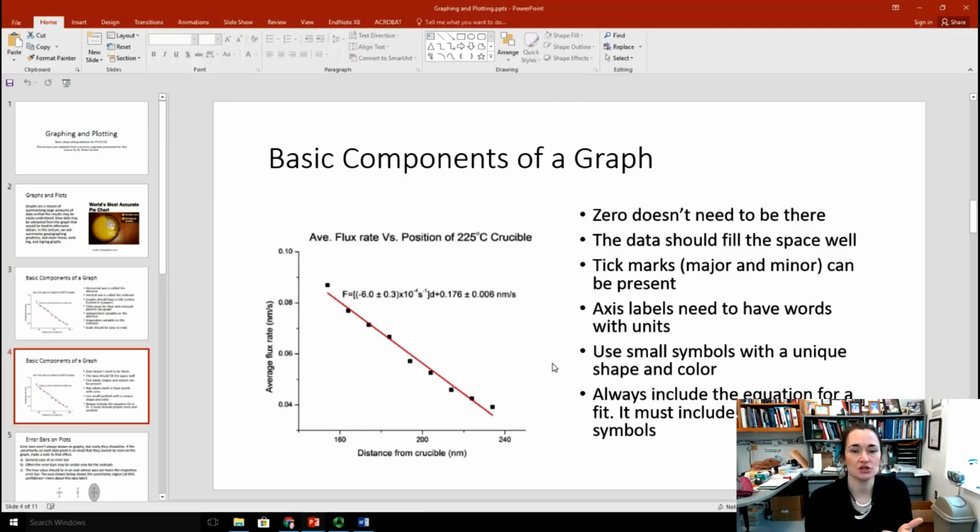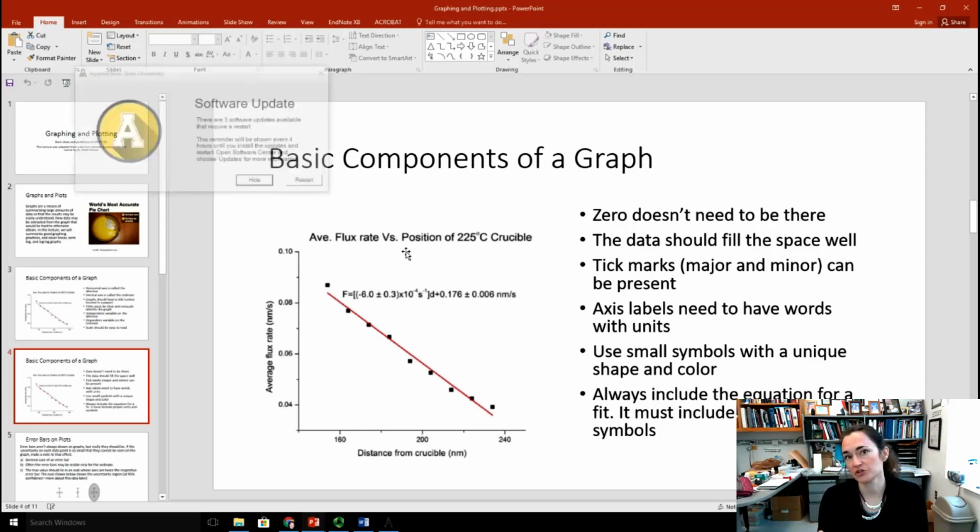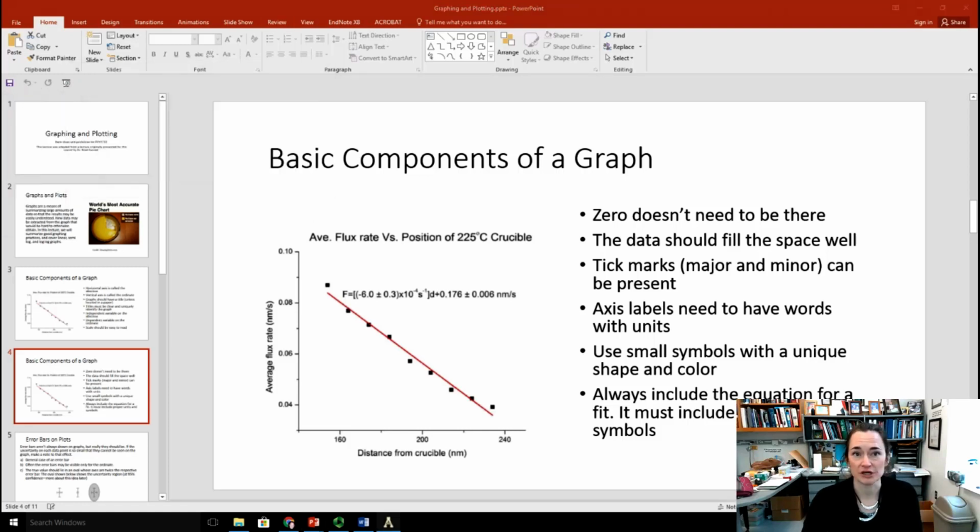Continuing on, you want the data to fill the space well. In other words, it shouldn't be that all of your data is up in the top or up in the left of the graph and then you've got a lot of white space. You don't want that. Sometimes that means that you're not going to be able to include the 0, 0 point on your graph. For example, in this data here, in order to get the data to fill the graph, I just ran the vertical axis from 0.04 to 0.1, and then the horizontal axis from 160 to 240. See, the 0, 0 point's not there, and that's okay because it allows the data to fill the screen.